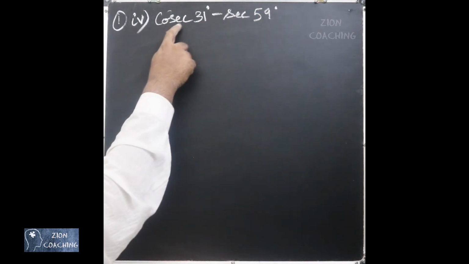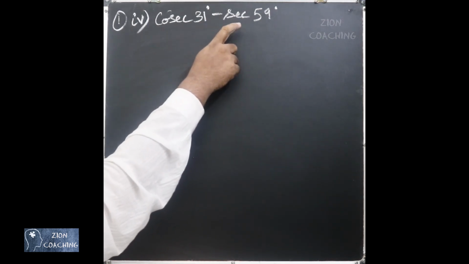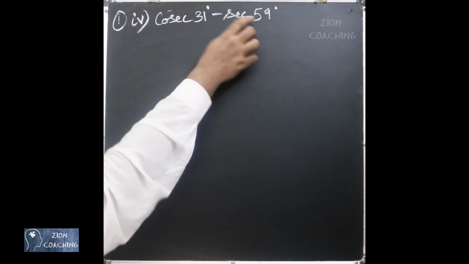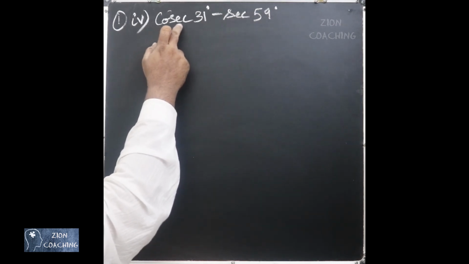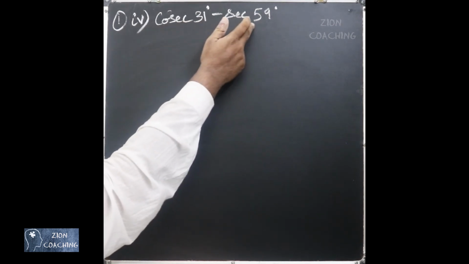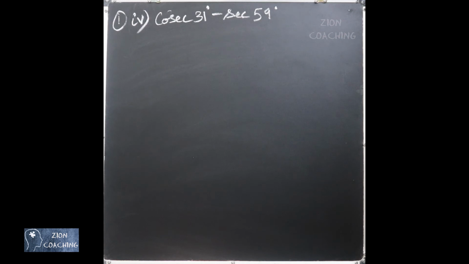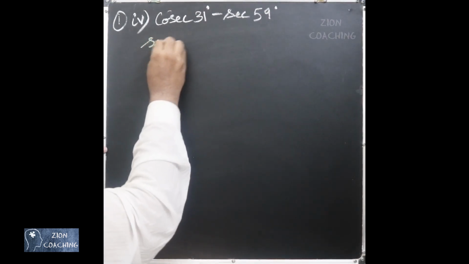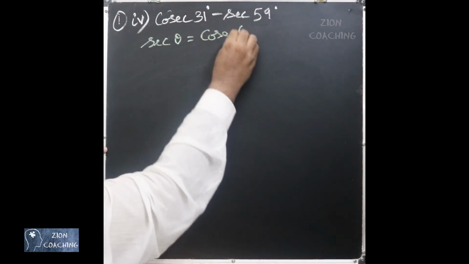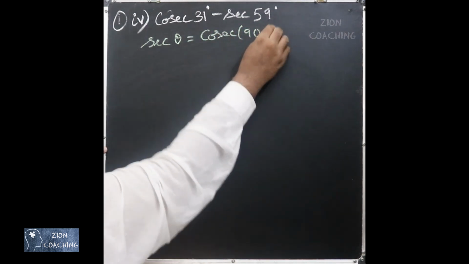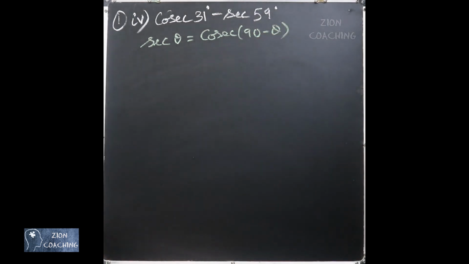You know that cosecant theta is secant 90 minus theta, secant theta is cosecant 90 minus theta. So either you can replace cosecant by secant or secant by cosecant. I am going to replace secant by cosecant. So we have secant theta is equal to cosecant 90 minus theta. This is the formula we are going to use.